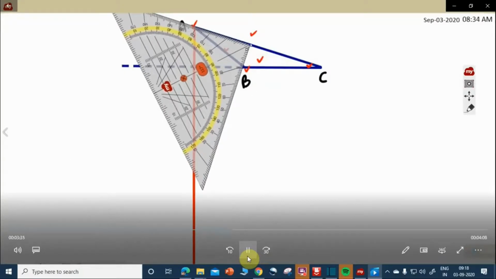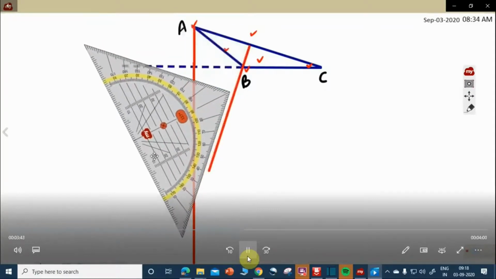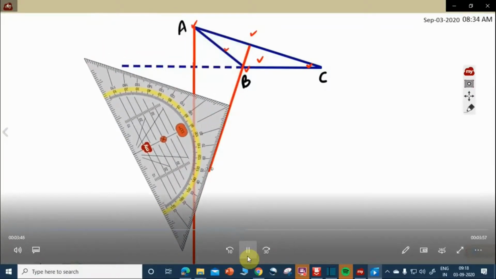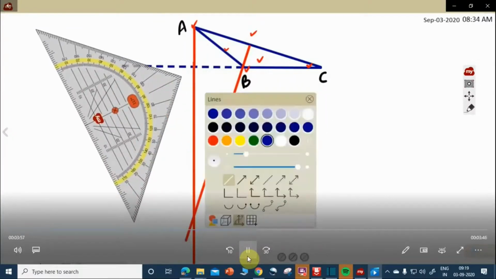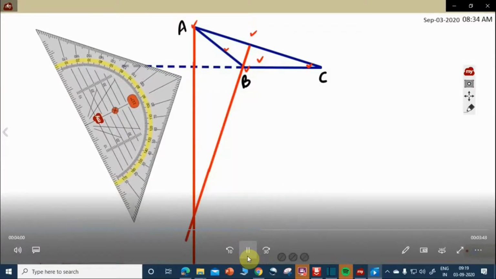This is the perpendicular, almost accurate, from the side AC through B. That also will be extended. We got a point of concurrence here of two altitudes. Now we know that one more altitude is left, the altitude with respect to the side AB. For that we should extend AB. We will extend AB in such a way that we can draw an altitude from AB to the opposite vertex, which is C in the case of side AB.